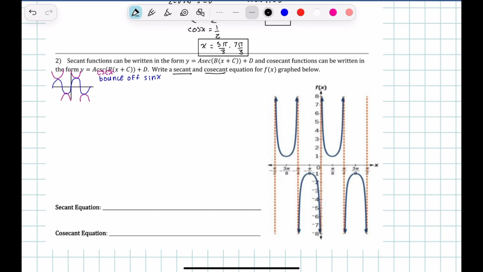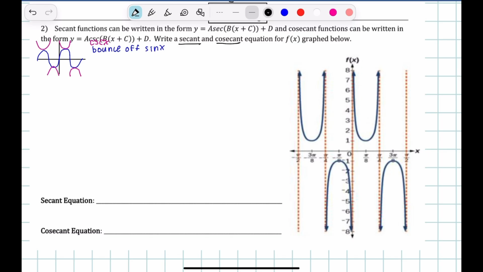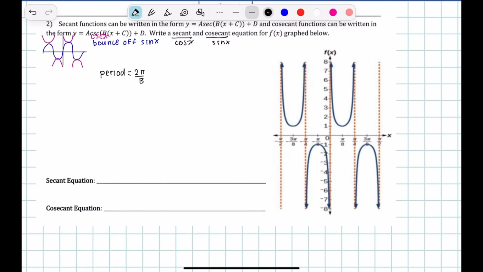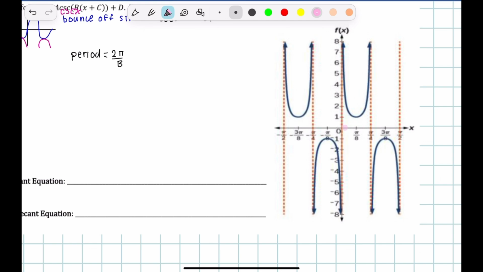So this might be a little bit difficult. You may want to find sine of x for cosecant, and cosine of x for secant, but here we're just going to jump straight to it. So first, we have the graph, so we can just do it because it's going to be the same for all trig functions. We know that the formula for the period is 2 pi over b, and here we can identify the period from here.